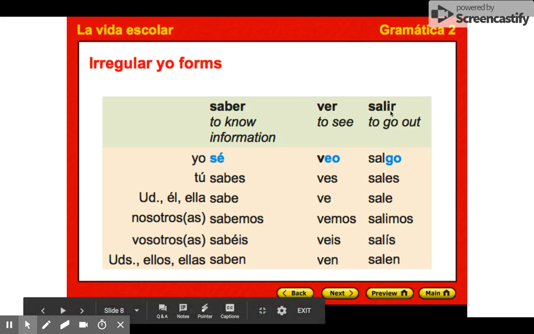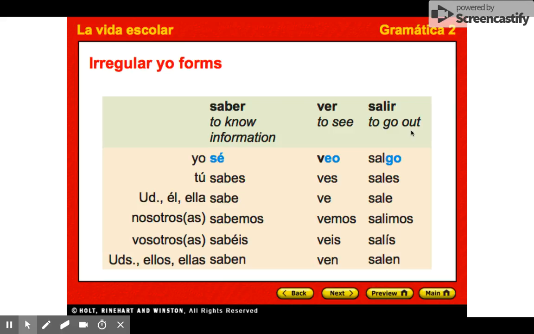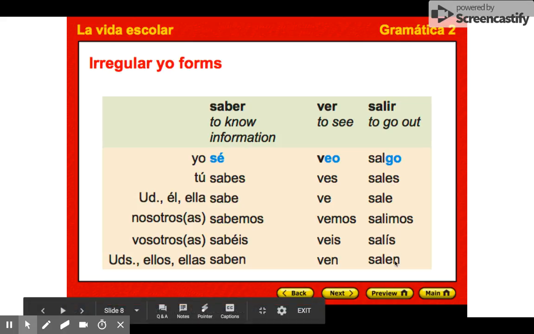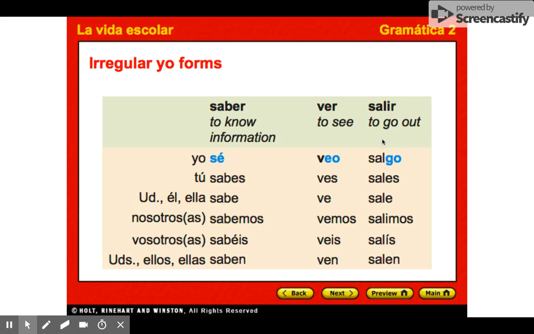Salir is the only IR verb that we're talking about right now. Salir means to go out or to leave. And the yo form is salgo. Again, this gets the GO like the first three that I showed you. But the rest of our endings are the same. And then it's an IMOS because it's an IR verb.